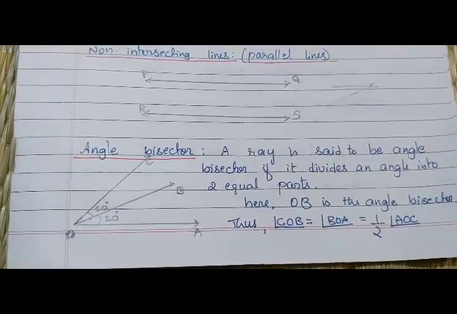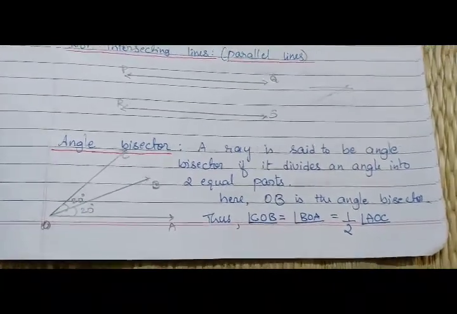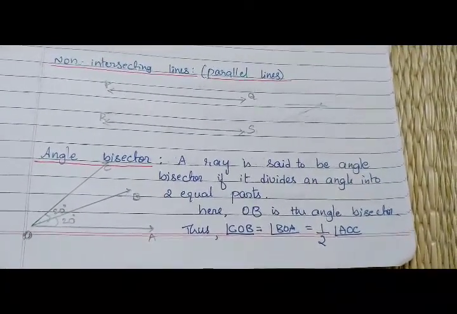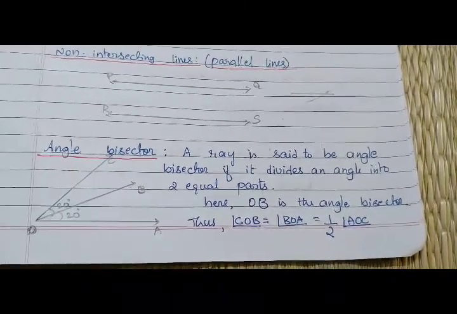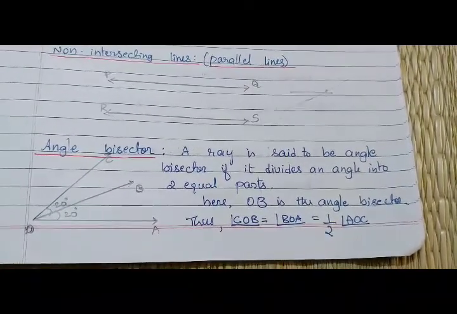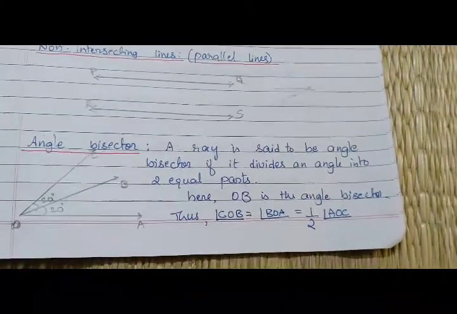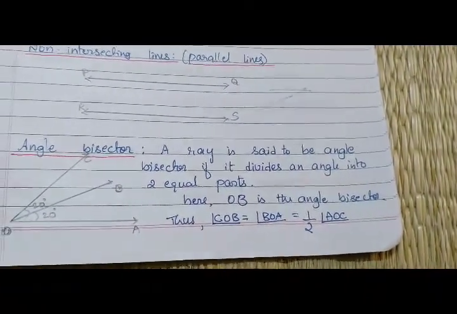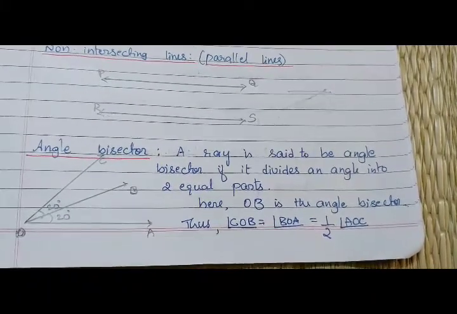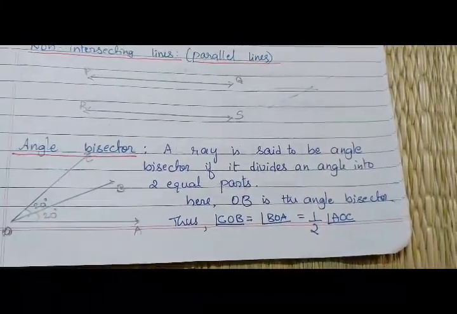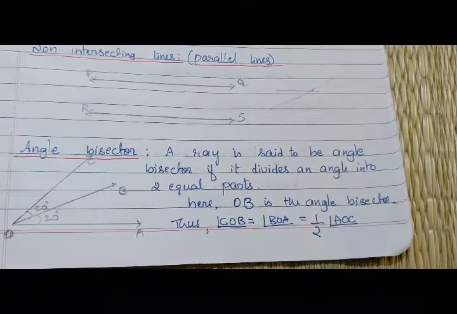Angle bisector. A ray is said to be an angle bisector if it divides an angle into two equal parts. This is the condition. A bisector will divide the angle into two equal parts. Here OB is the angle bisector. Thus angle COB is equal to angle BOA, which is equal to half the angle AOC.